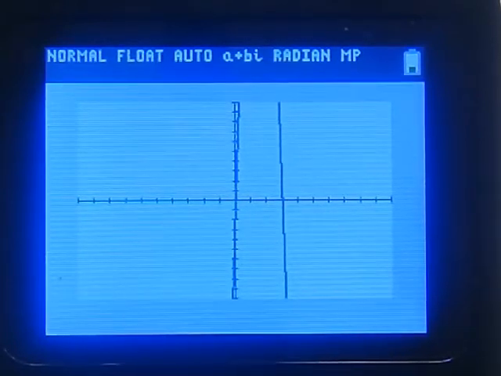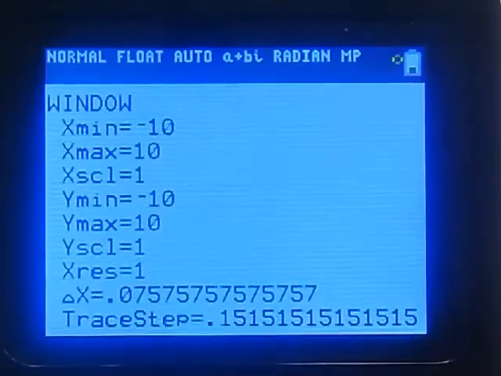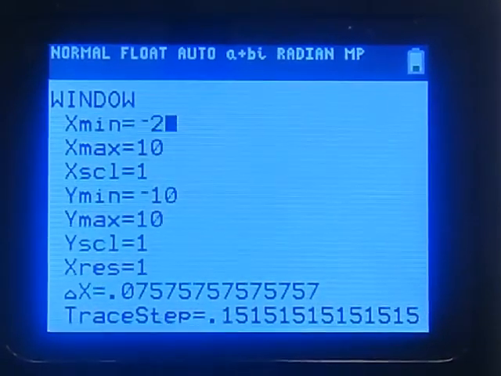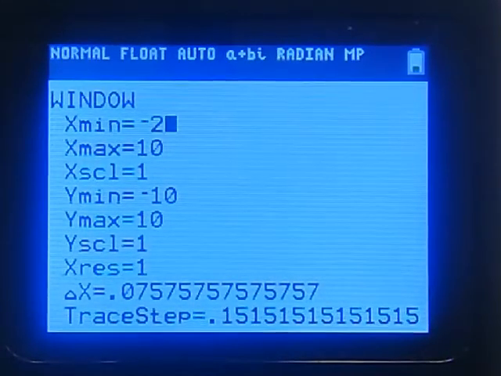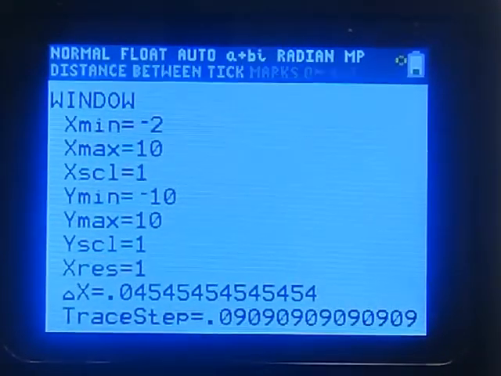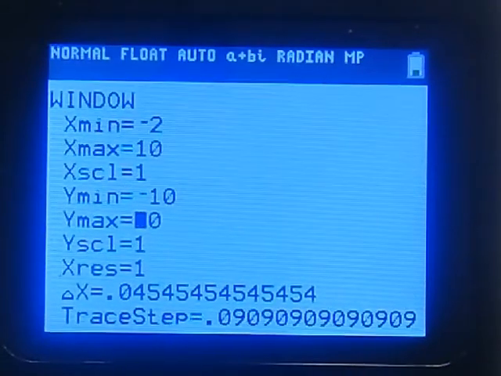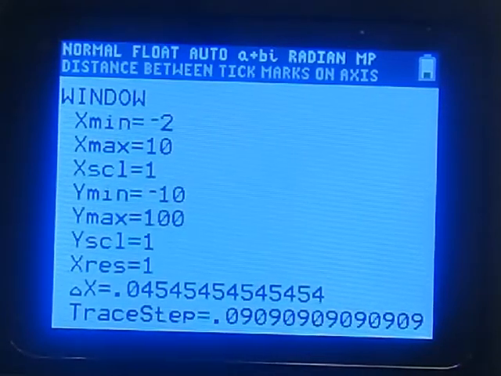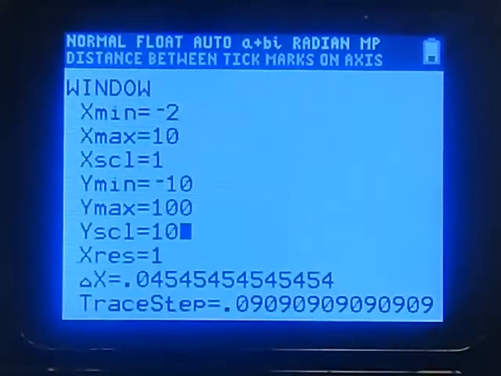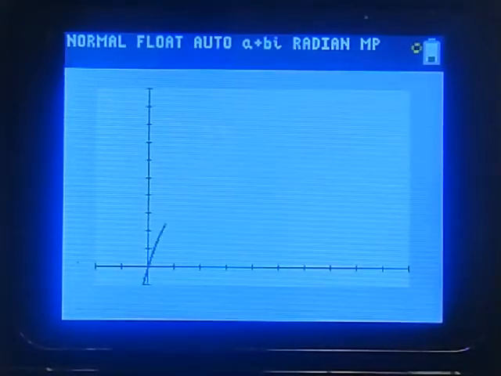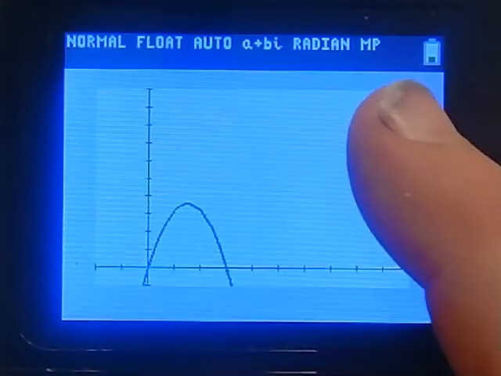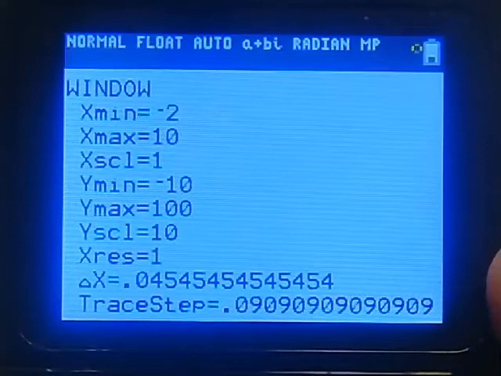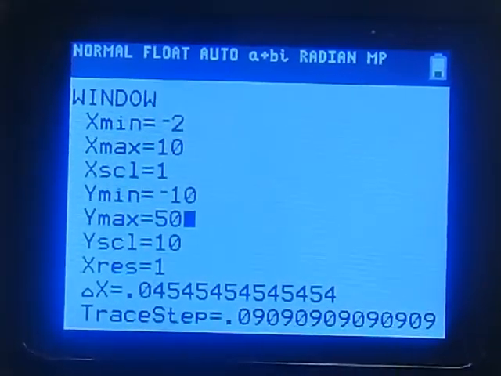But I got the same kind of issue with seeing my graph. So I'm going to go change my window. Let's change it so my x minimum is -2 again. I could make it 0, but I want to be able to see that y-axis. Let's change my y-max to maybe 100 again. And let's change our y-scale to maybe 10 again. Same numbers we had last time. Let's graph it. Here we go. I didn't probably have to go that high, so I could change my window to, oh, I don't know. Let's change my y-max to maybe 50. That's probably high enough.